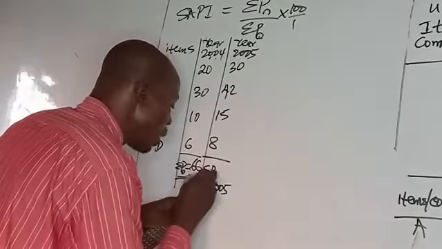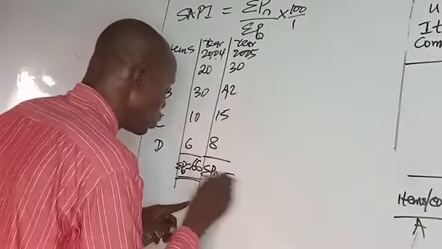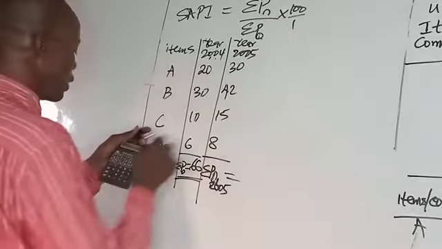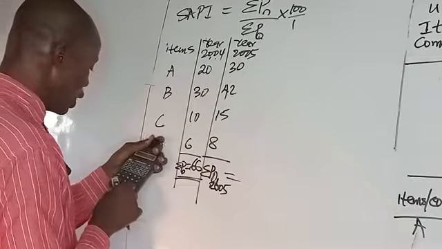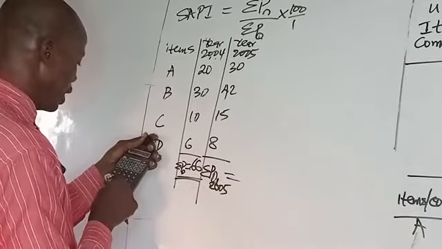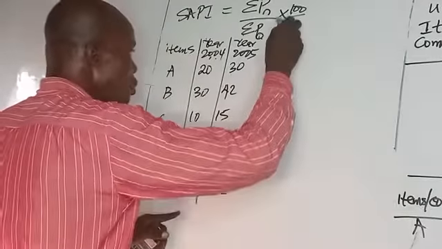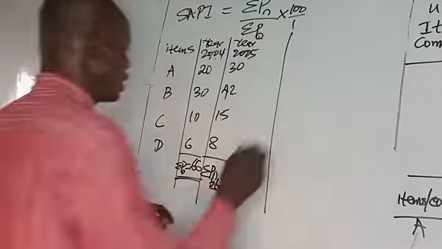Let me just say N1, while 2006, we can take that to be N2. So when you sum up this, 30 plus 42, that is 72. 72 plus 15 plus 8, and that is totaled 95. Then we equally compute for 2006.